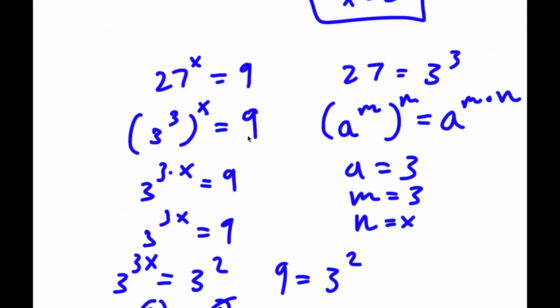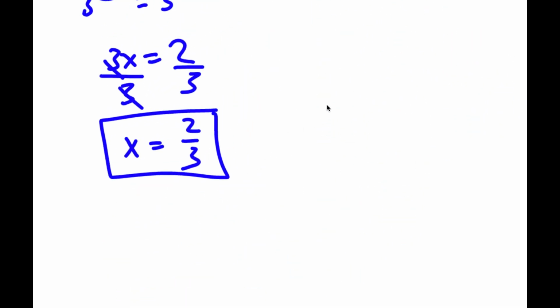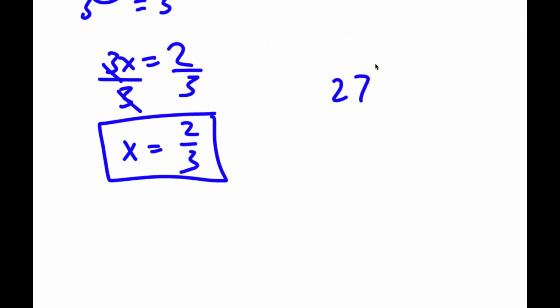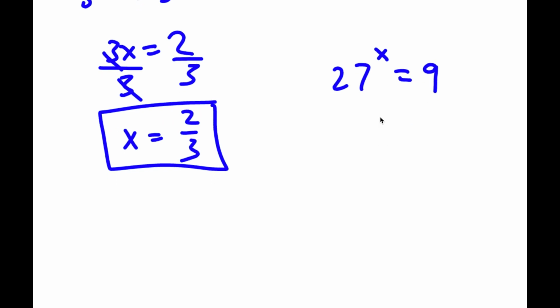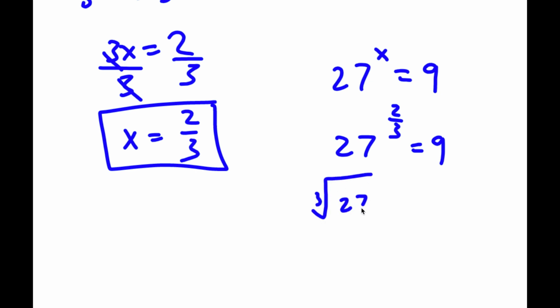Now to check, I'm going to plug in x equals 2 over 3 into the equation 27 to the power of x equals 9. So now I have 27 to the power of 2 over 3 is equal to 9. Now 27 to the power of 2 over 3 is the same thing as the cube root of 27 squared.